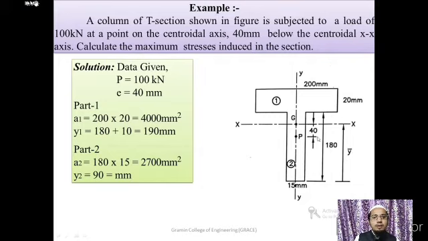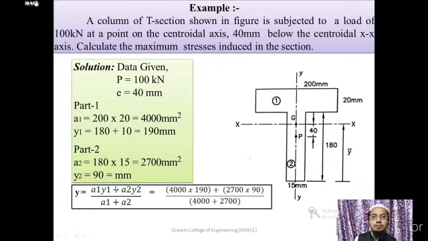So we know, as we have already discussed in the previous subject, that is strength of material, how to find the position of the central axis. So this distance of the x-axis from the base, let it be y bar. To find this y bar, we know that the formula is the summation of the product of a y to the summation of a will give the y bar. So we will write the formula as y bar equals a1 y1 plus a2 y2 divided by a1 plus a2.